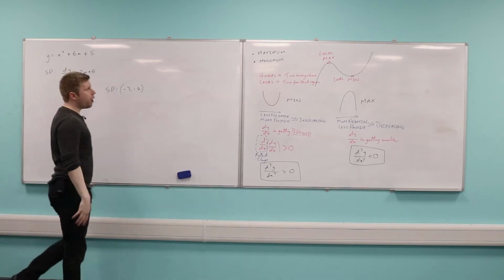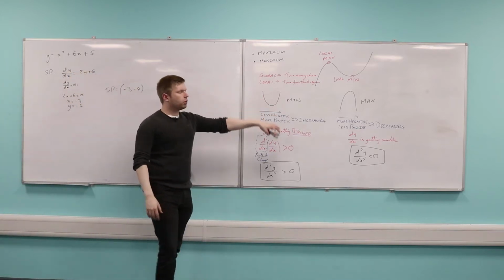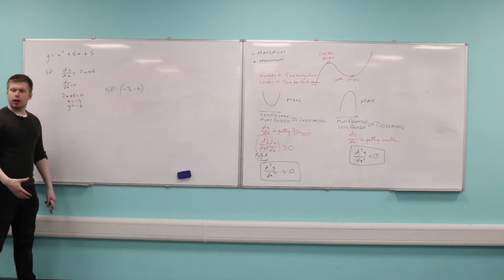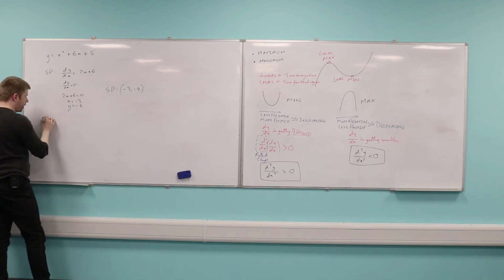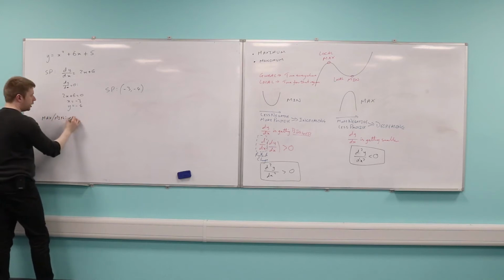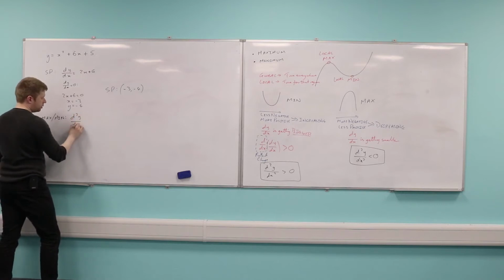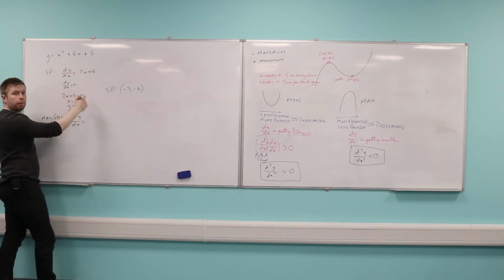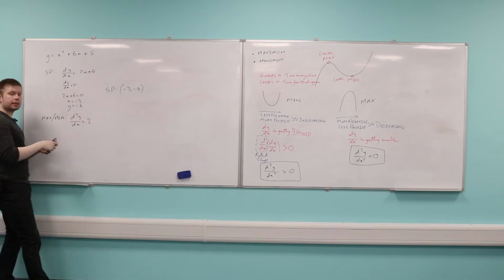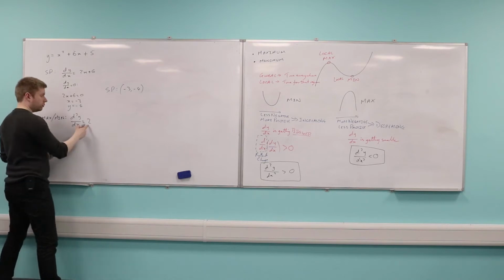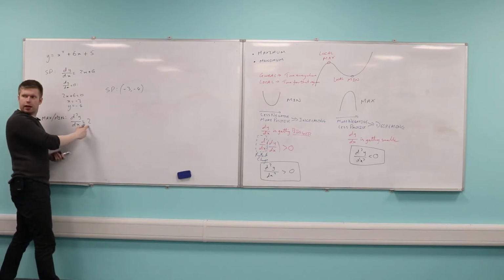If I want to find my maximum or minimum, is it a maximum or minimum, then all I would need to do is take this and differentiate it again, okay? So if I want to find, is it a max or is it a min, I differentiate it again. Good, so if I differentiate this, what do I get? 2. Okay. Now you ask yourself the question, is this positive or is this negative? This is negative. 2? Yeah, 2 is positive.